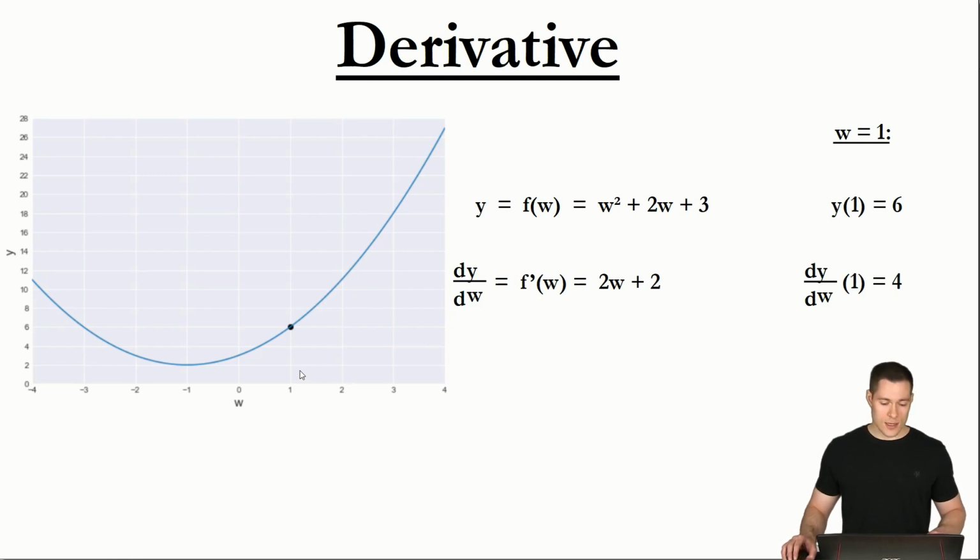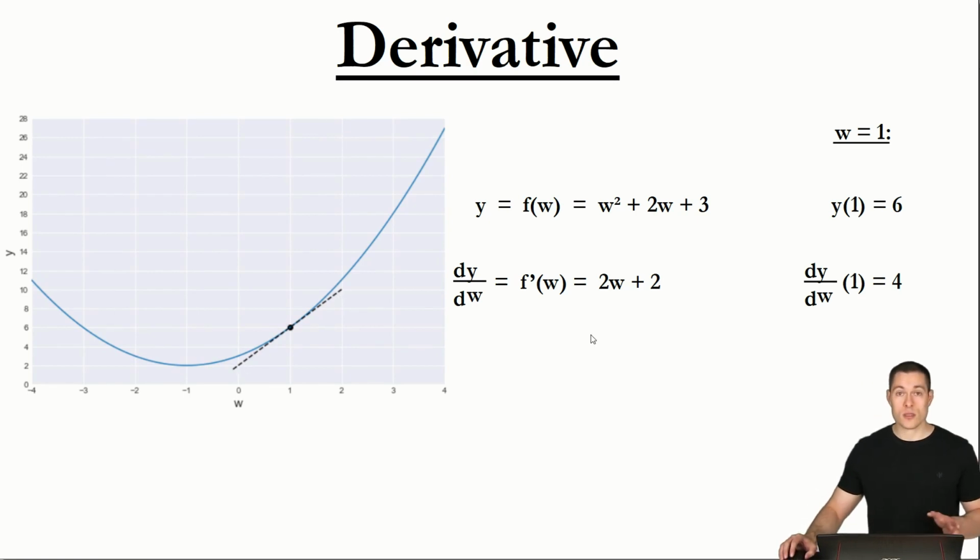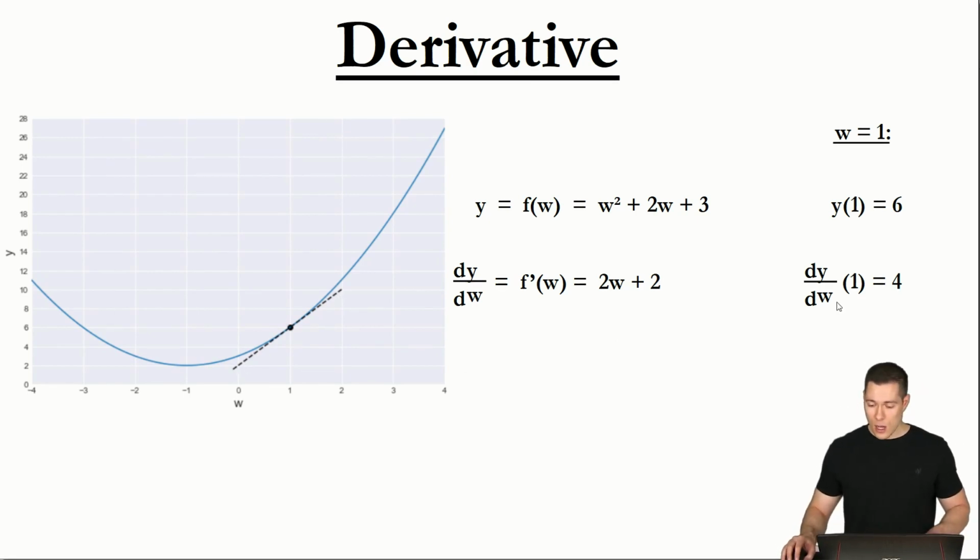And a way to visualize that is to plot the tangent line for this graph at this point. This straight line here also has a slope of 4. And what the slope tells us is how our y changes if we change our w by a certain amount. So let's say we would increase our w by 1, so we would move from 1 to 2. Then in that case, the y would increase by 4, so the y would increase from 6 to 10.